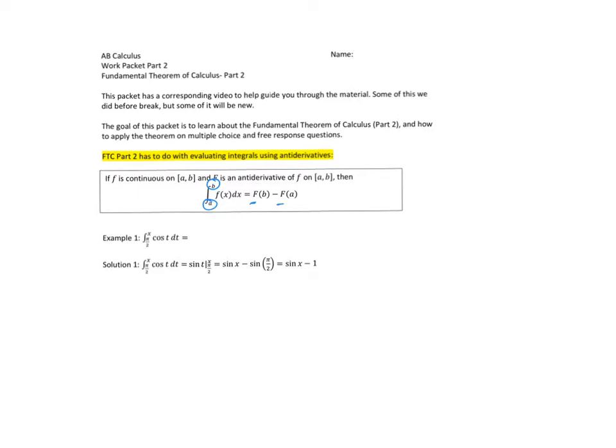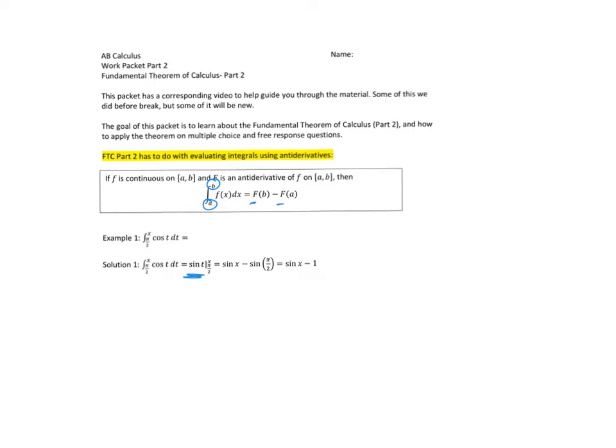Otherwise, this first example is not a calculator example. If we want to evaluate the integral from pi over 2 to x of cosine, what we would do first is find the antiderivative of cosine. So what has a derivative of cosine? Sine has a derivative of cosine. So the antiderivative of cosine is sine.